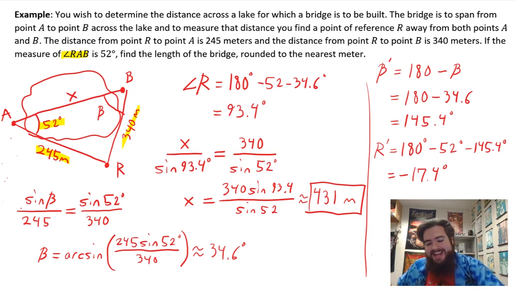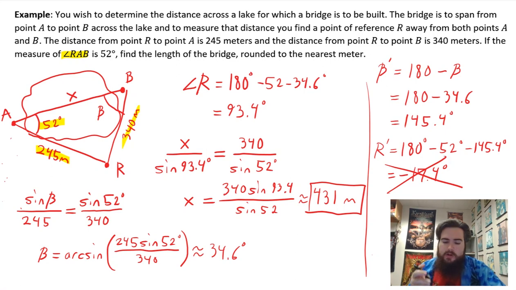Looking at that, then, I now know that there could not be a second solution because in a realistic triangle describing these measures, we should not be able to have a negative angle measure. So there is not a second solution from this. Even though it is a side-side-angle triangle, there is only the one answer of 431 meters for the length of the bridge.